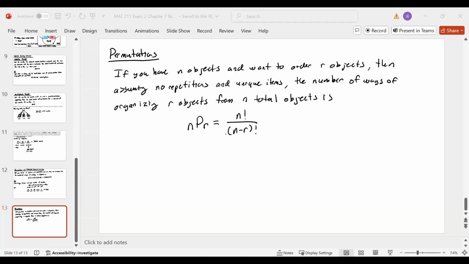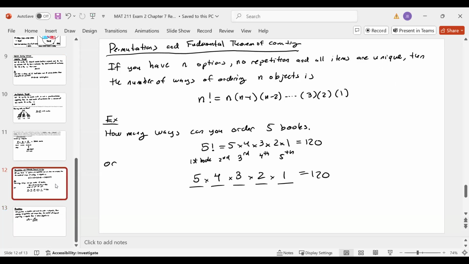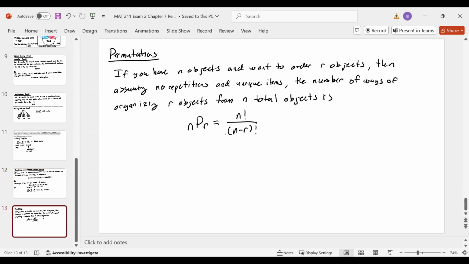And if you're wondering, like, what does that denominator actually mean? Well, the thing is, it actually basically gets rid of the part of the factorial you don't need. Okay. So when you do the factorial, you have to do all of them. So if I want to order 5 books, then I have to use all 5 books, right? But what if I only want to order some of the books, right? So I don't need the third option, the second option, or the first option. So that's what the n minus r factorial does, right? So essentially, here's an example.